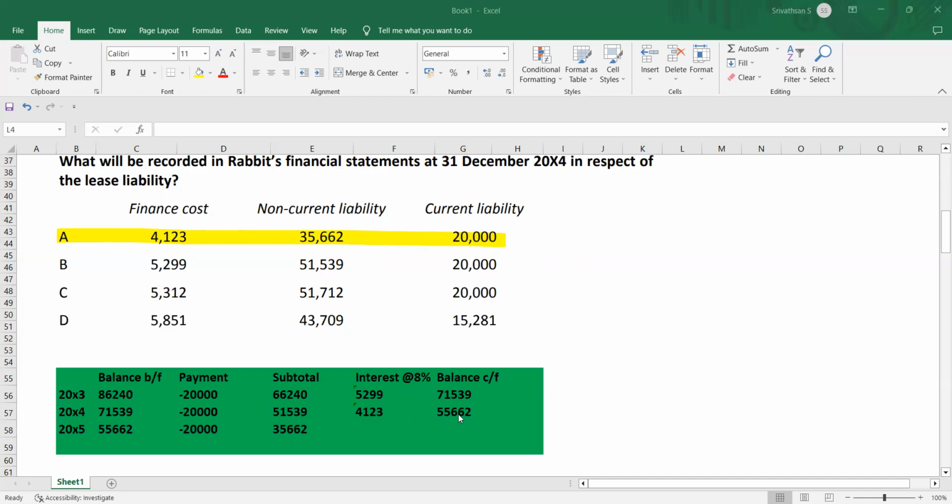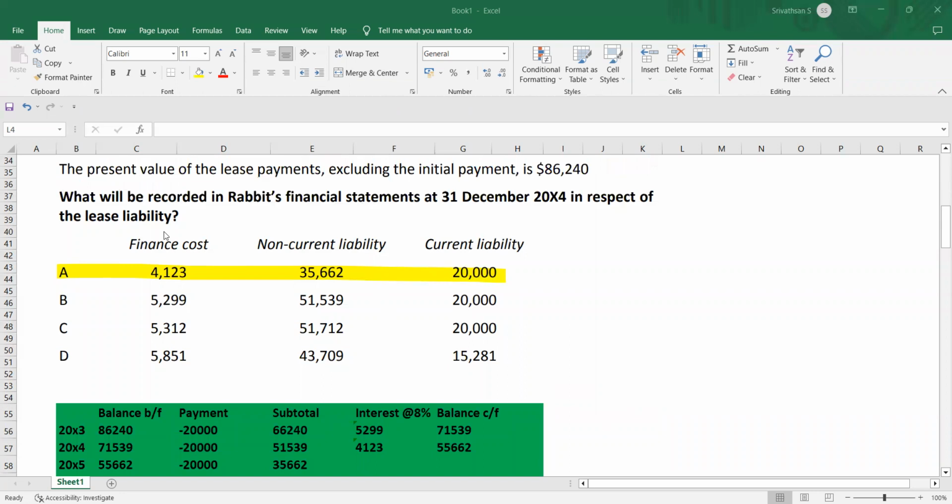You get the closing balance for the year ended 2014. And here the right option is the finance cost is 4123, because in the question they have asked what will be recorded in Rabbit's financial statement at 31st December 2014 in respect of lease liability. So they are asking for this year, 2014. So during this period, the finance cost is 4123, and the non-current liability is 35,662.